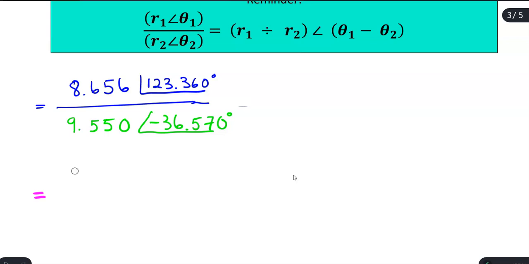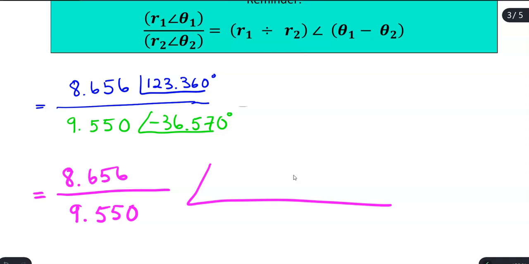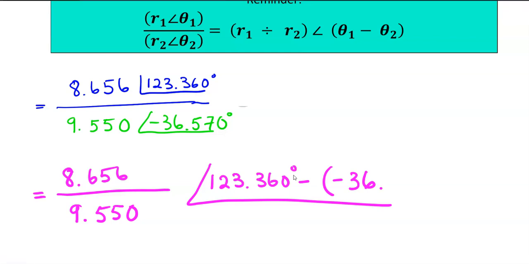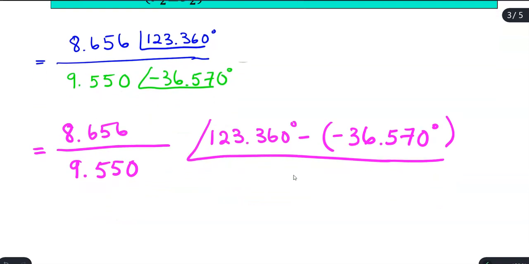So I will write it as 8.656. I divide this by 9.550 and I will present the argument as this. Okay, so I recommend that everyone follow this. You see here, we have a negative argument in the denominator and we subtract a negative argument. So we need to take the negative into consideration.